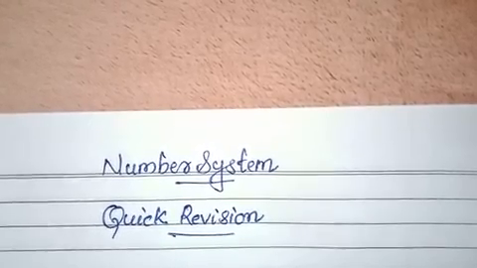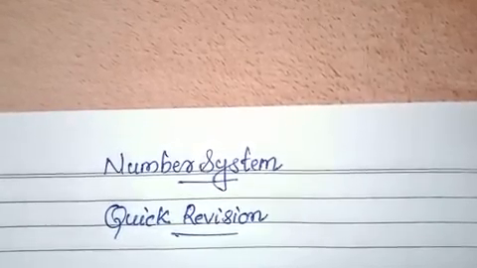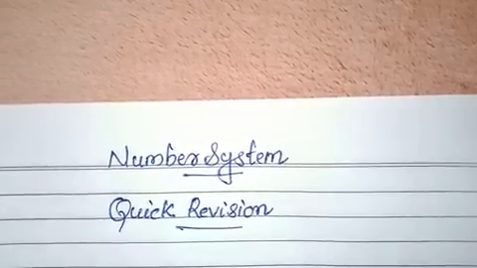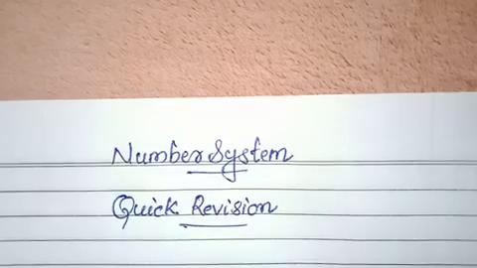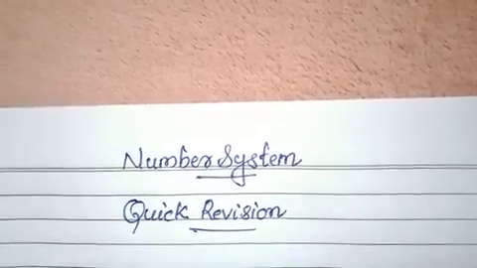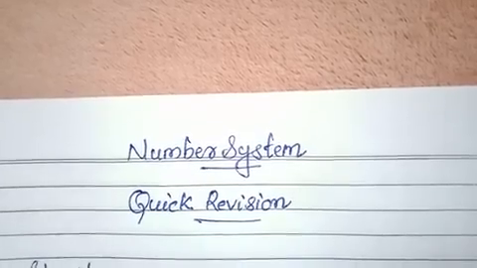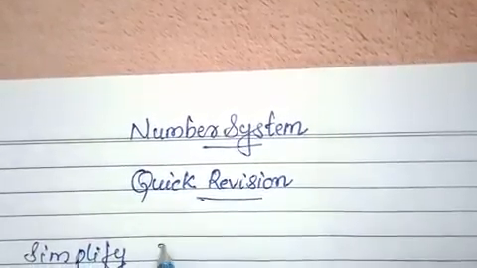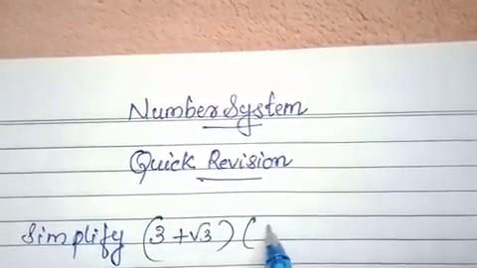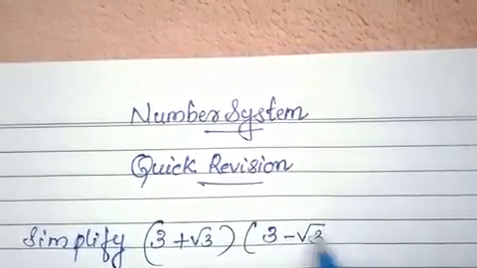Hi children, today we are going to study number system, quick revision, chapter based some MCQ questions we will study together, okay. The first question is simplify (3 + √3)(3 - √3).